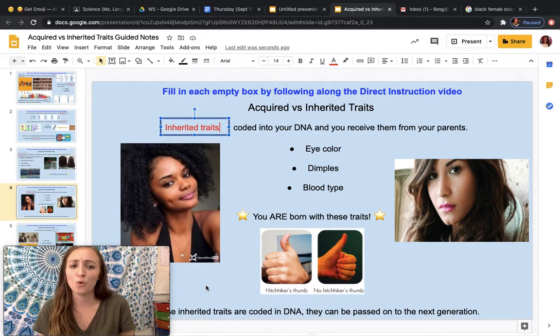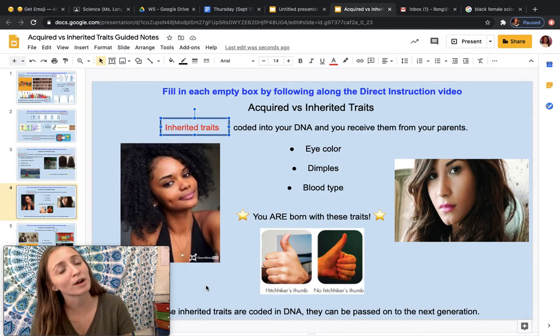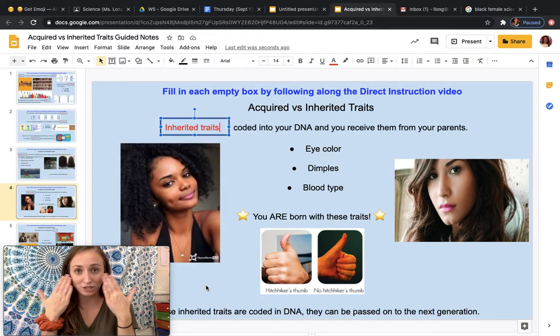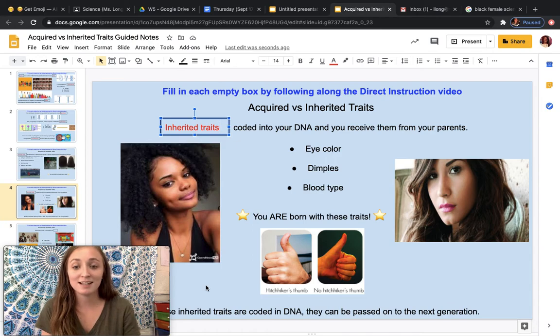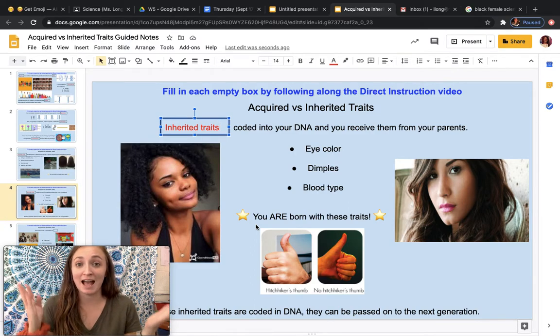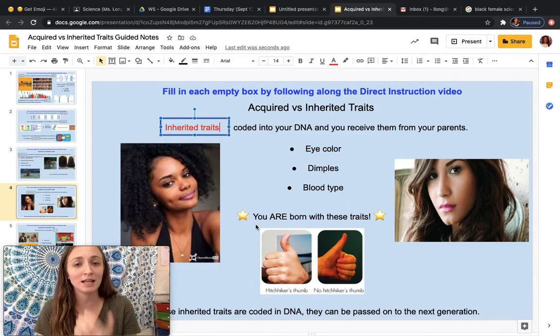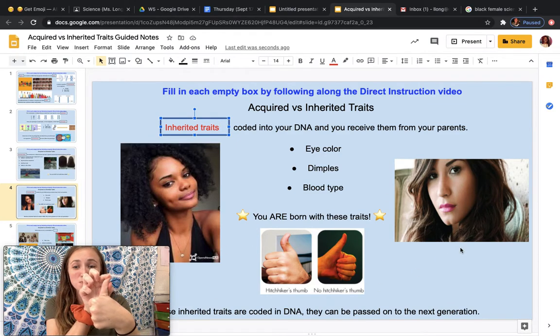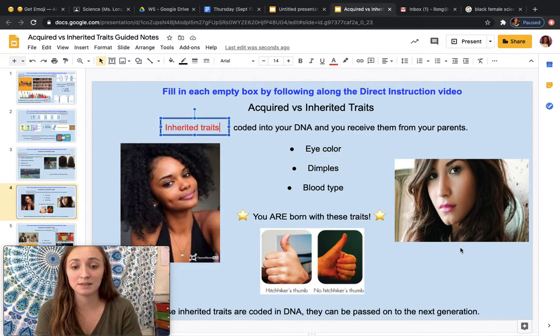So for example, your natural eye color. You could probably wear colored eye contacts if you really wanted to. That would be acquired though. So whatever eye color you naturally have, that's inherited. Same with dimples. This girl over here has a dimple. I have one dimple right there. You either have them or you don't have them. That is inherited. Same with your blood type. Whatever type of blood you have, you get from your parents. You were born with these. This is a hitchhiker's thumb. Same thing. Some people's thumb bends back kind of weird. Mine doesn't. So that's also inherited.